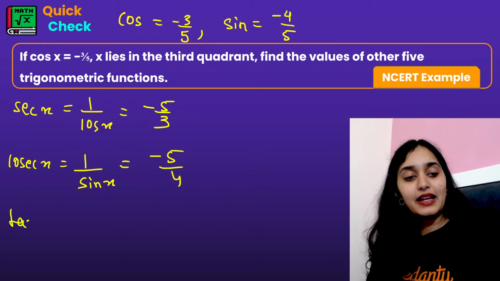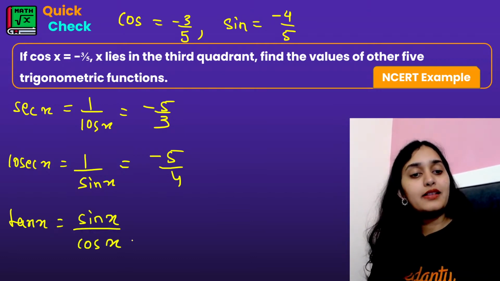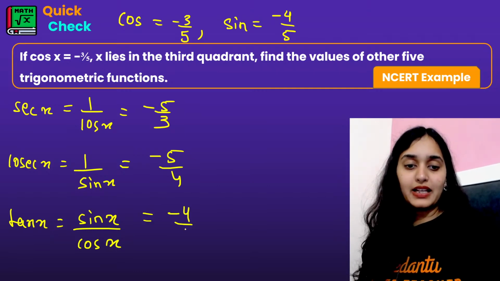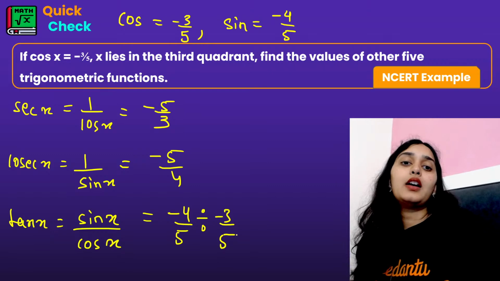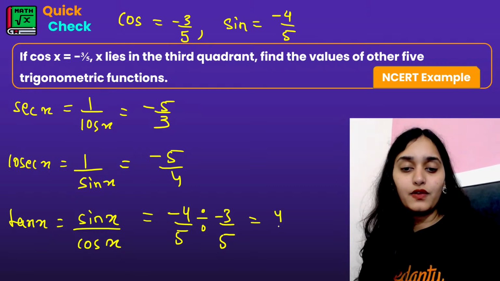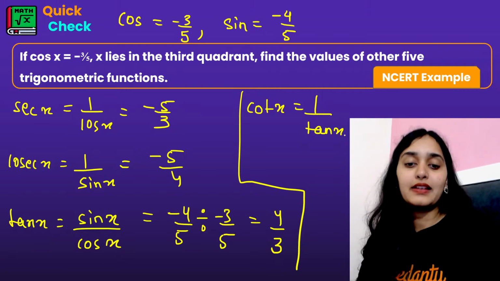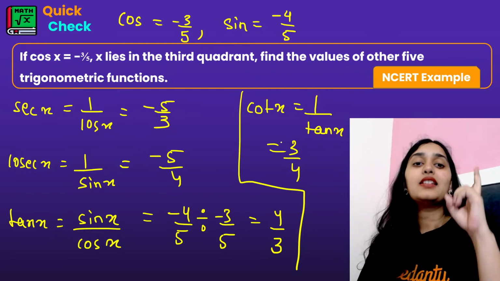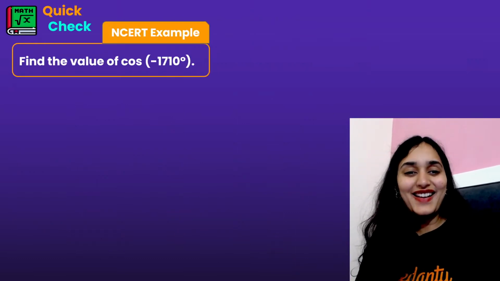Tan x is sin upon cos. Now, what is the sine value? Minus 4 by 5 divided by minus 3 by 5. So 5 cancels, it will be 4 by 3. And lastly, cot x is 1 upon tan x. So it will be 3 by 4. So like this we have found out sine, cos, secant, cosec x, tan x, cot x. All the functions. Alright guys.